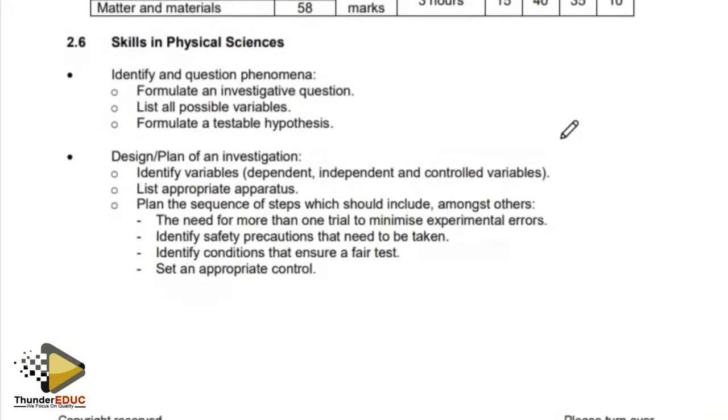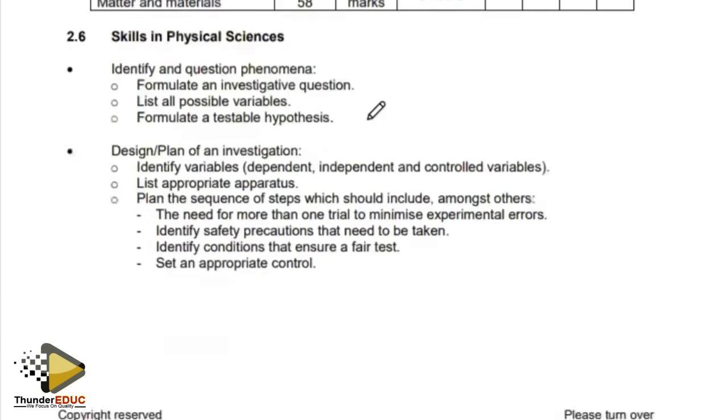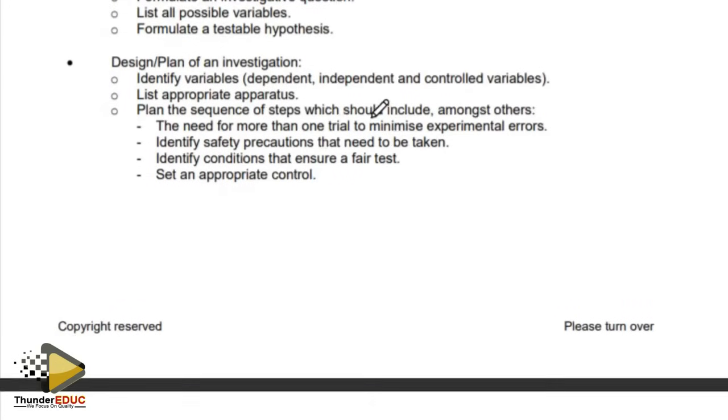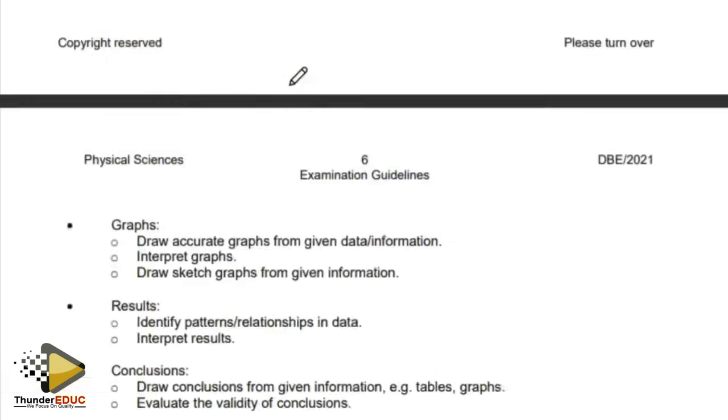Skills in physical sciences: identify the question phenomena, formulate an investigative question, and all of this. This is basically things that we are always covering in classes. Listing all the possible variables, a testable hypothesis, and so on and so forth. How do we identify the variables, the dependent, the independent, and the controlled? At least we need to know and remember all of this. List of appropriate apparatus. This is mostly vital when you're doing your practicals.